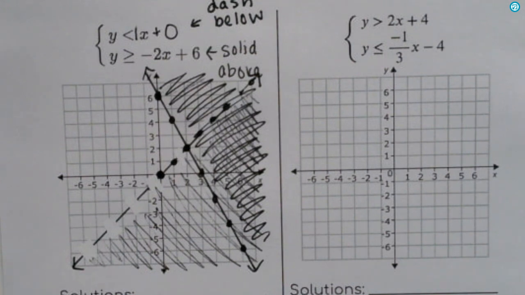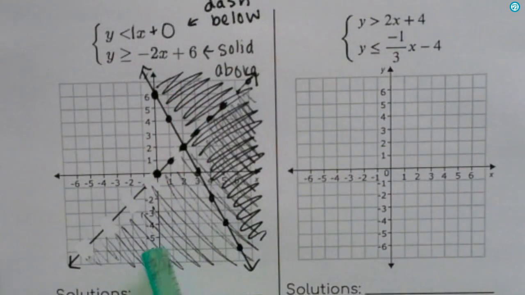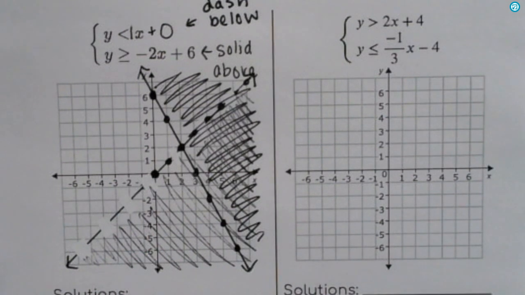And then when you are done, your graph should have 4 different sections. So wherever your 2 lines intersected, that's going to chop it into 4 different sections. They'll all be different sizes on every graph. There will be one section that is completely unshaded. There are going to be 2 sections, this one up here and this one down here, that have been shaded once.